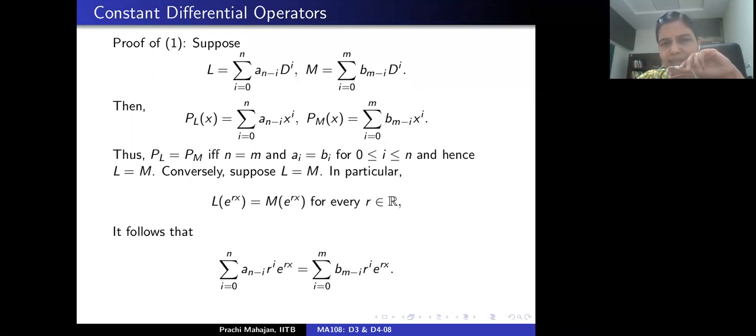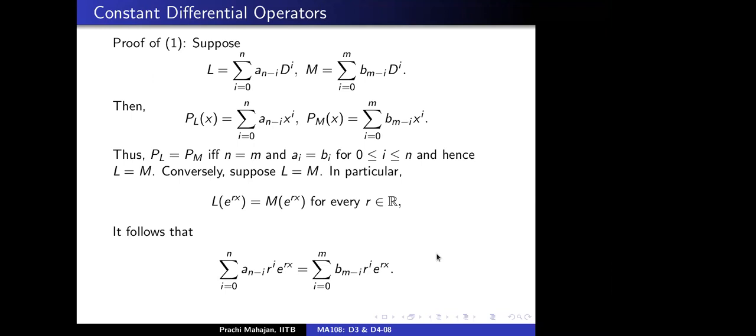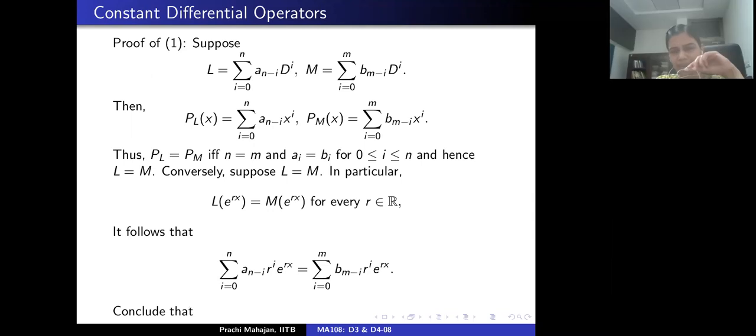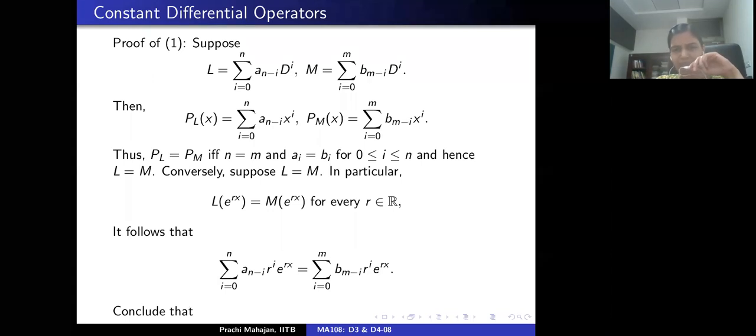e^(rx) is a very nice function, differentiable as many times as I want to. So I don't have to worry whether I can apply L or whether I can apply M to this function, right? So if I do that, what is the left-hand side here? The left-hand side would yield me the following, right? And the right-hand side, by applying the operator M, is what is written here on the slide, correct? Is that okay? Yeah, ma'am. Yeah, and this is true. Please note that this is true for every real number r. This last equation on this slide is true for every real number r. So what can we conclude from this?